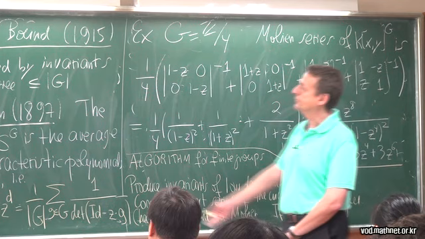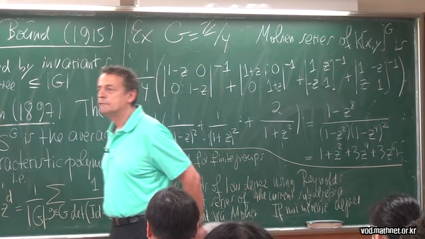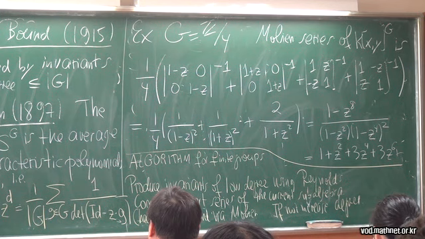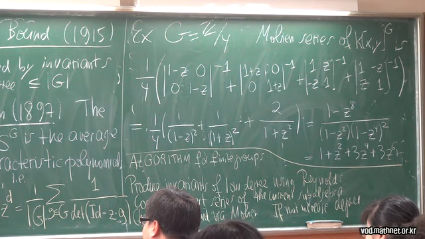Okay? Any questions? So that's the finite generation of the ring of invariants for finite matrix groups, and how you can produce these invariants. And you can practice this on one or two examples this afternoon. Any questions?